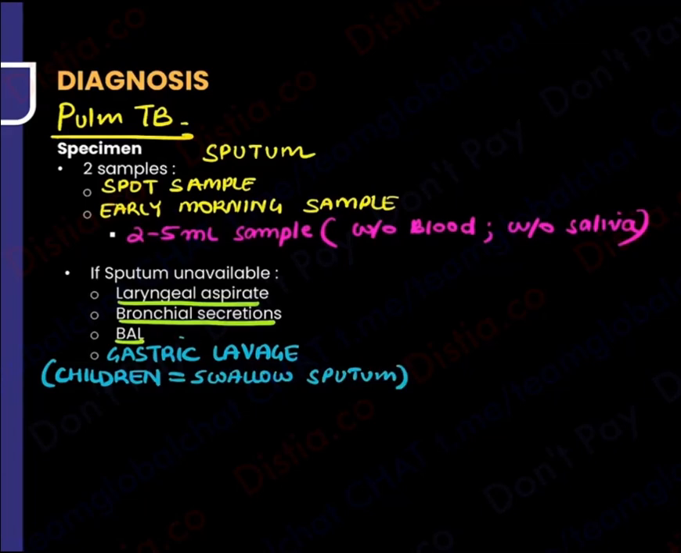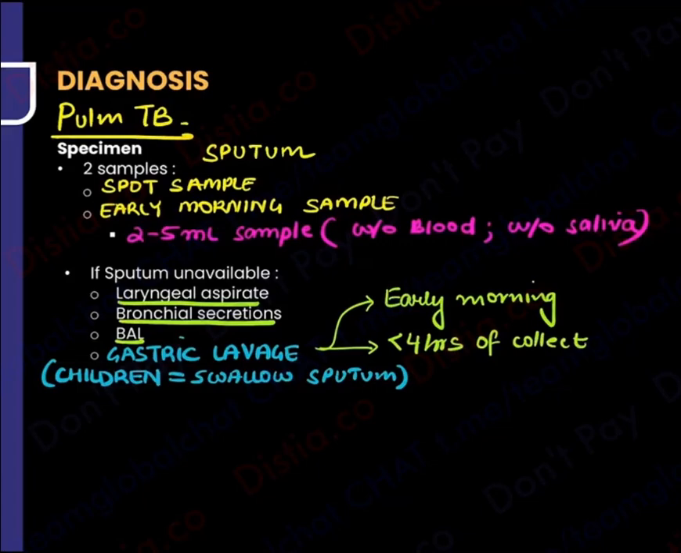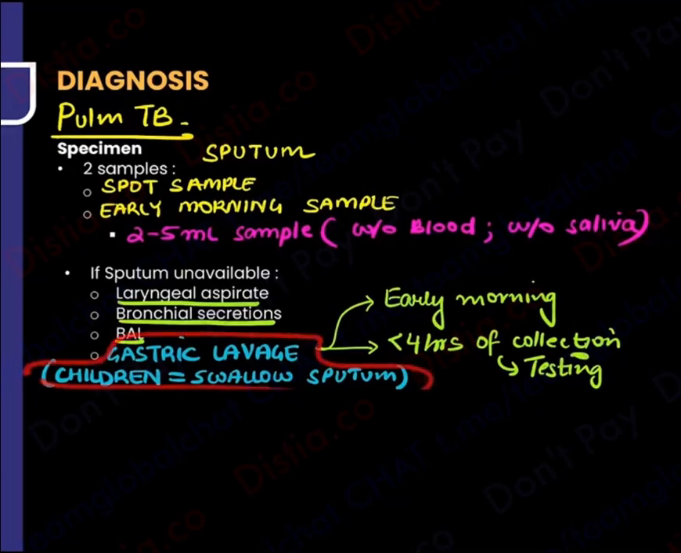So please note, for gastric lavage, you should always take an early morning gastric lavage, and within 4 hours of collection, the testing for TB should be done, because gastric lavage is a very, very acidic condition and you don't want your TB to die off. So simply, if it's a child who's swallowing sputum and you're not able to get a sample otherwise, you do gastric lavage. Okay, so this is all that I considered.